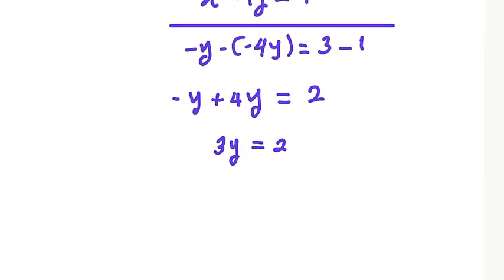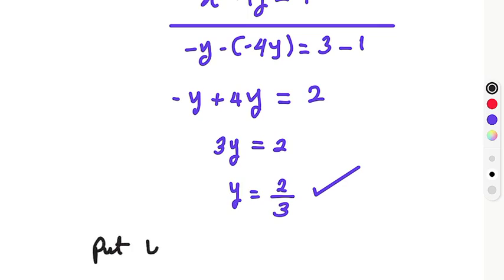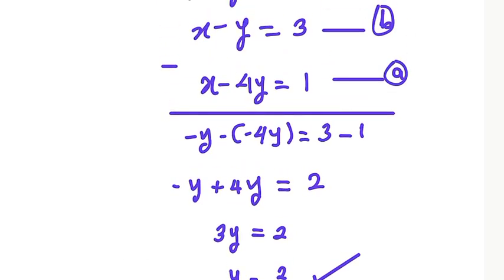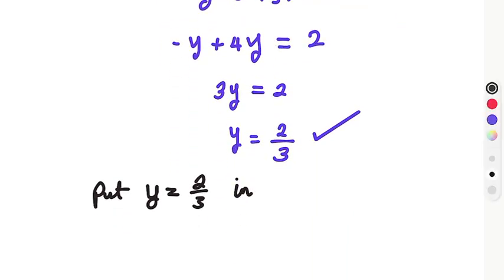So from there, we are going to divide both sides by 3. y will be 2 over 3. So we have y to be 2 over 3. That's the first one of the solution. So now the second one is that we're going to put y equals 2 over 3 in any of the equations. So let me pick equation b. Equation b is simpler, so I'll pick equation b.